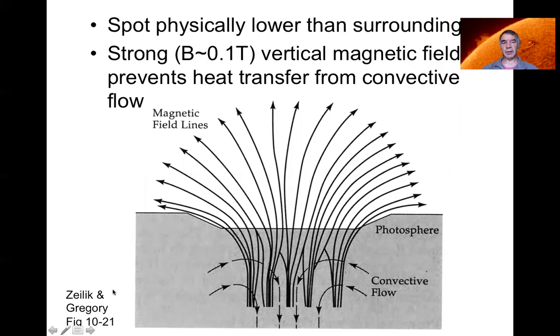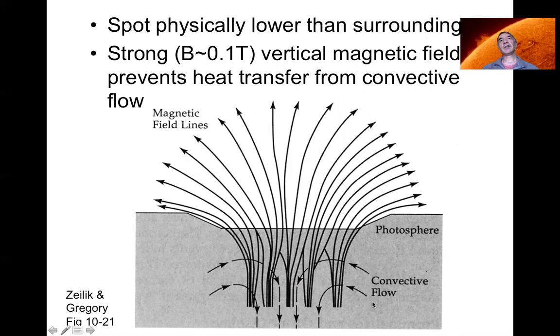This is a diagram from the old Zeilik and Gregory textbook here, but I will use some diagrams from there where they're most appropriate. And so you've got these magnetic field lines, strong vertical field here. Again, you don't need to remember the numbers here, but 0.1 Tesla is 1,000 or 10 times stronger than the Earth's magnetic field. And it's that which is key to understanding why a sunspot is what it is. And the reason that the region in the sunspot inside this vertical magnetic field is cooler is because the magnetic fields are interrupting the flow of heat from this convection flow that's going on and indicated here by these arrows.